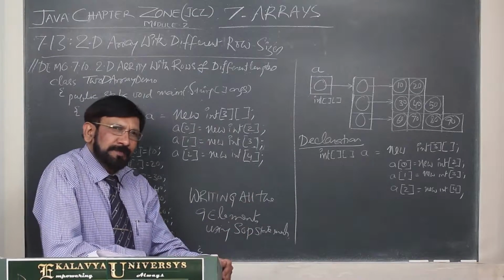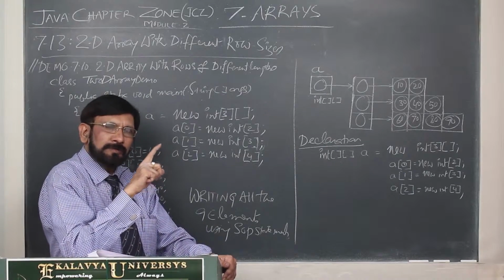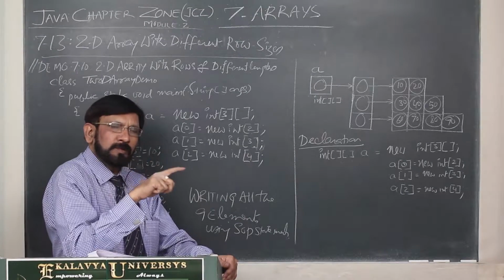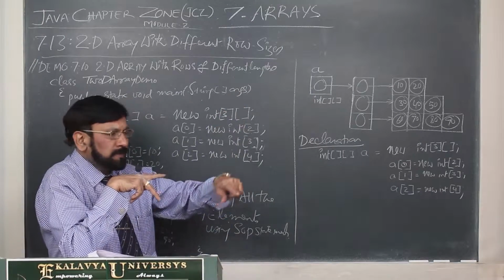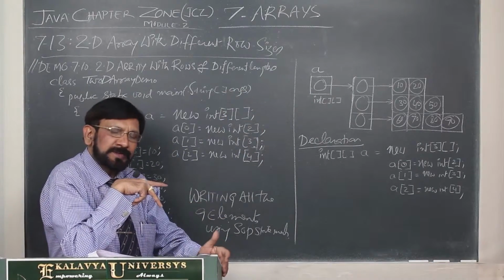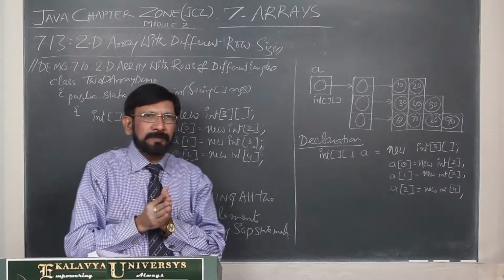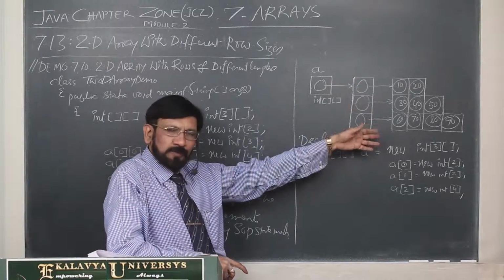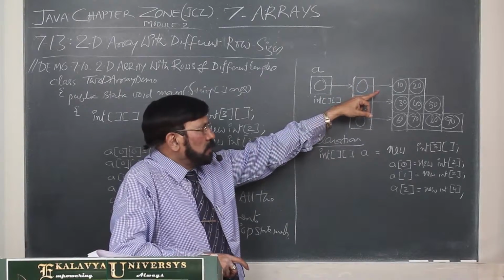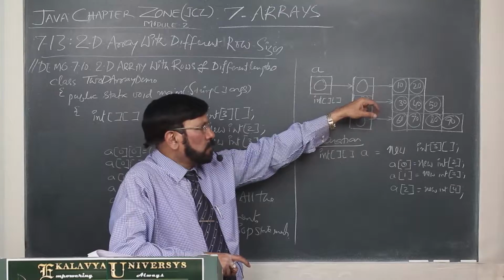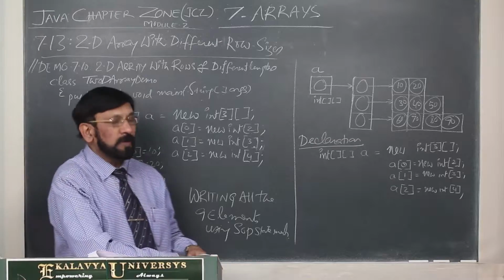Actually, in the previous concept, I explained the regular two-dimensional array, like a table 3 into 4, table 2 into 3. Those are regular ones, because regular means all rows have the same size. But one of your clients may require a table like this. That means it is also a two-dimensional array, but the lengths of the rows are different. First row, 2 elements, second row, 3 elements, third row, 4 elements.